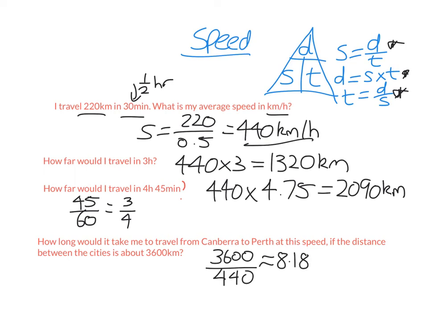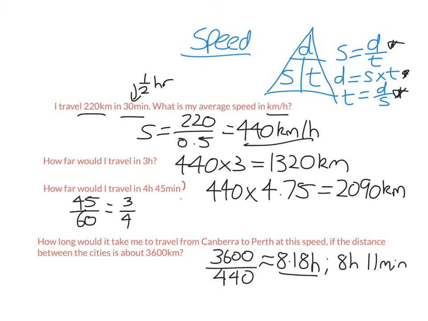So that means 8.18 hours because the speed was kilometers per hour. If it was kilometers per minute, the answer would be in minutes. So it's going to take me 8.18 hours, but how many minutes is 0.18 of an hour? So if you just went to your calculator, 0.18 times 60, you get 10.8, close to about 11 minutes. So that is about 8 hours and 11 minutes, okay? Because 0.18 of an hour is 0.18 times 60, about 11 minutes.